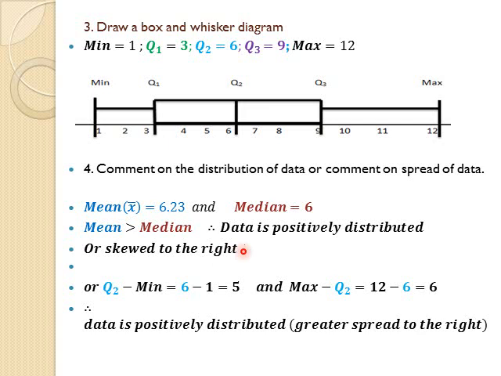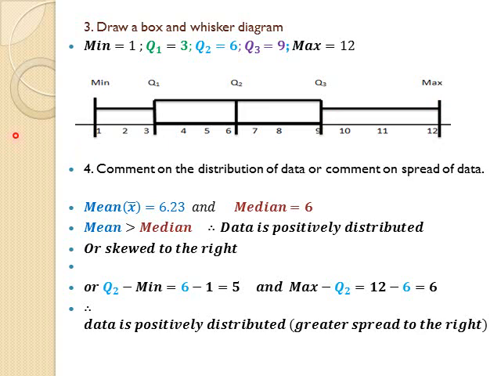Right? Or, and I'll explain a little further, quartile 2 minus minimum. So 6 minus 1 gives me 5. And max minus quartile 2, 12 minus 6 gives me 6. So you can see, moving to the right, I have a bigger dispersion of values, 6, than to the left, which is 5. So I have more to the right. Therefore, on the Cartesian plane, to the right is the positive side, and that's the negative side. So therefore, in this case, it's positively distributed.